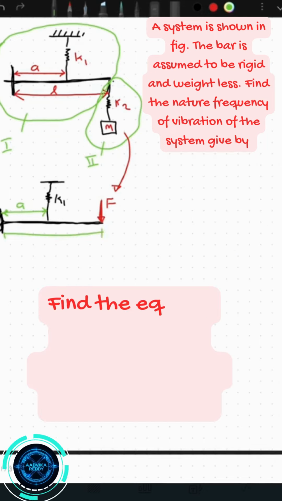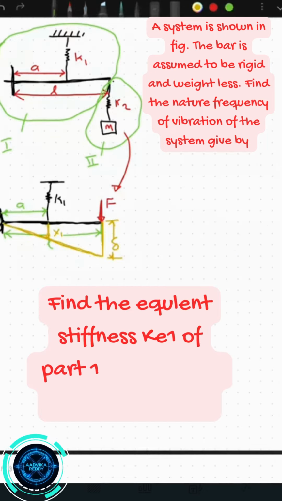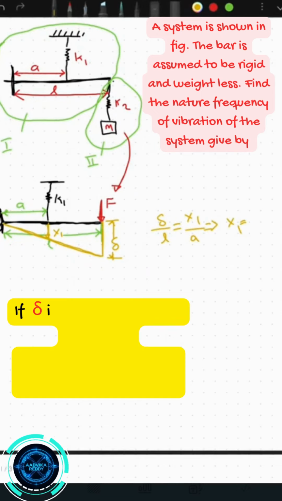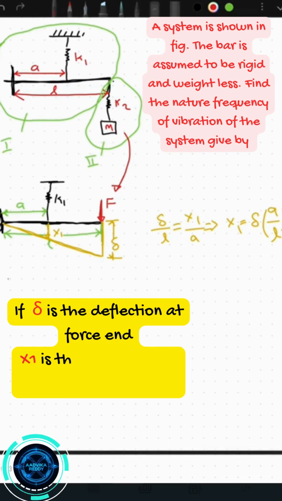Find equivalent stiffness KE1 by assuming small deflection delta at the force end. If delta is the deflection at the force end, then X1 is the deflection at the spring support. Replace X1 with delta terms.